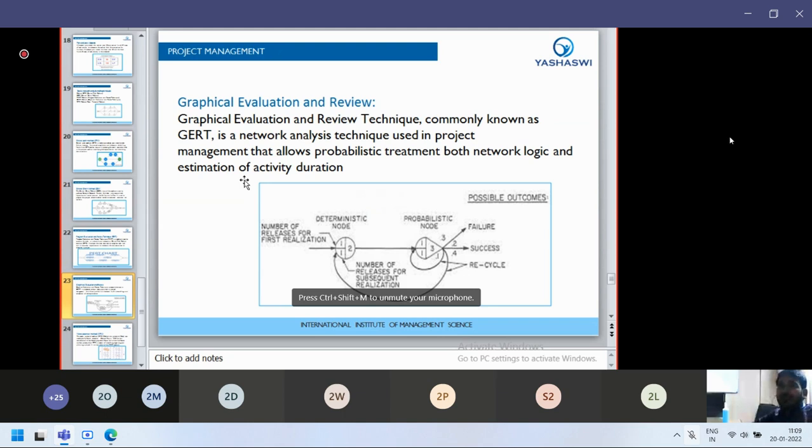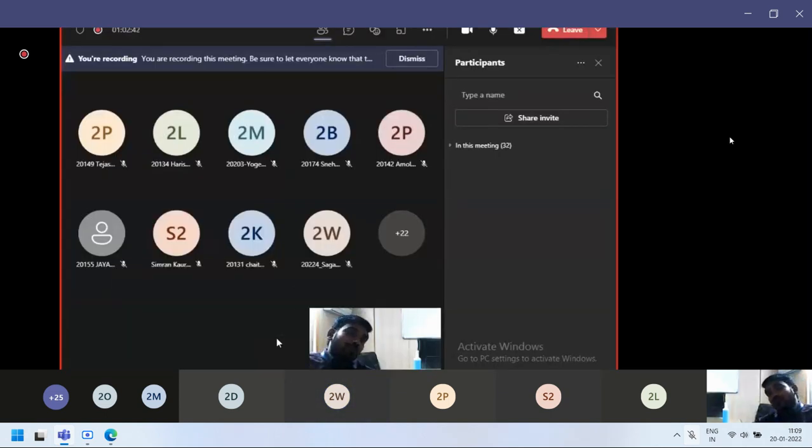At placement time also, Graphical Evaluation and Review Technique, I think, will be an important subject for all of you.